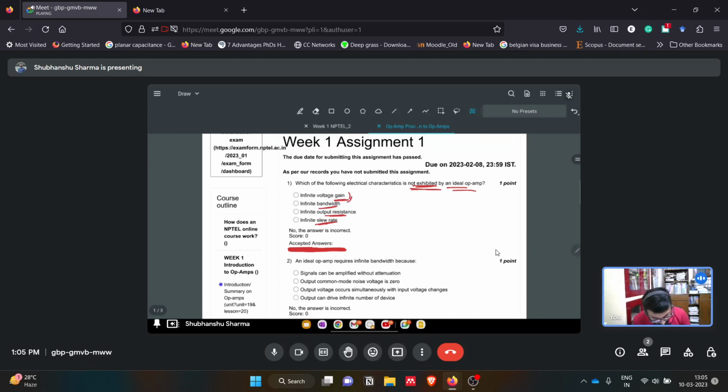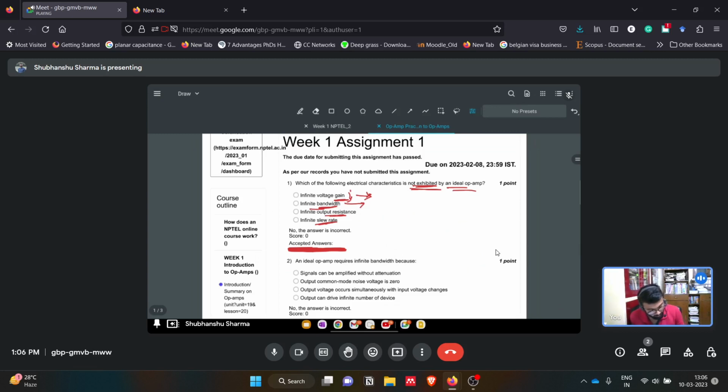So infinite voltage gain. If an ideal op amp is providing infinite voltage gain, will it be beneficial for us? And if it is giving infinite bandwidth, then I think this is also good because we are able to amplify frequency from any value. Higher frequency and lower frequency, we can amplify both. There is no limitation of the bandwidth.